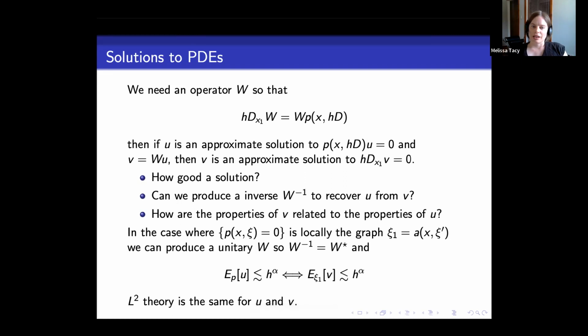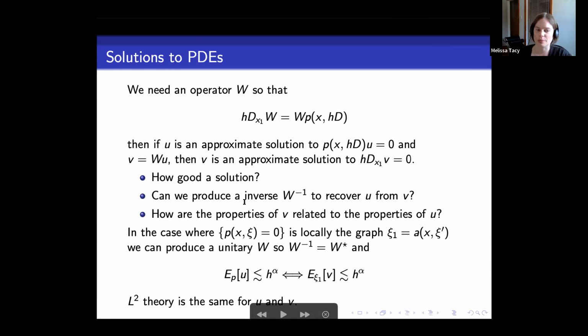Now, if it was an exact solution, p of u is 0, then v would be an exact solution. But we almost never have exact solutions. So when I say an approximate solution, the first thing I want to know is how good of a solution it is. If I know how good a solution u is to pu equals 0, how good a solution is v to the constant coefficient equation?